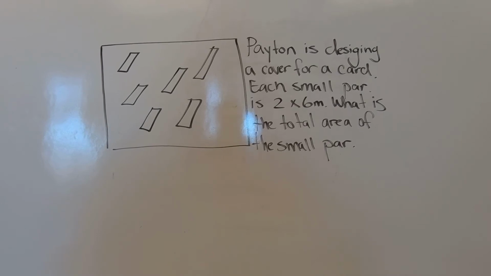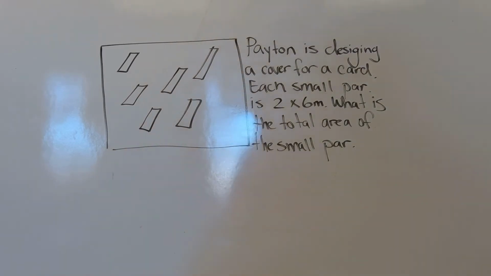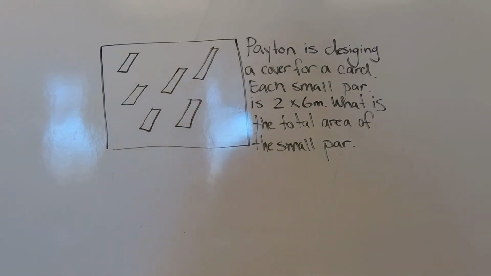So Peyton is designing a cover for a card. So she's making a card for somebody and she's designing a cover for it. And on the cover, there are a number of small parallelograms. And each one of these small, and on the little thing here, I just put PAR to shorten it.